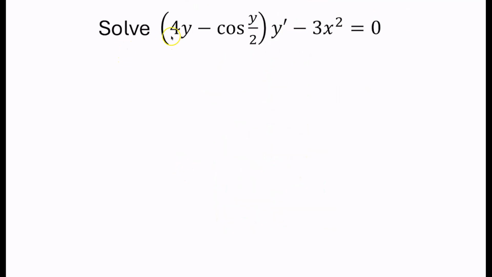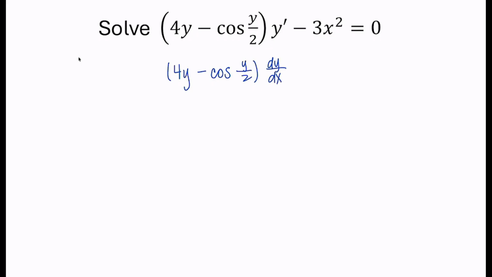Now let's solve the quantity 4y minus cosine of y over 2 times y prime minus 3x squared equals 0. So here, this is written as y prime instead of dy dx. So we want to maybe go ahead and start by rewriting y prime as dy dx.